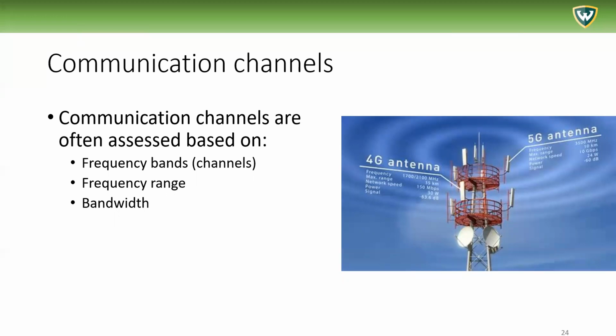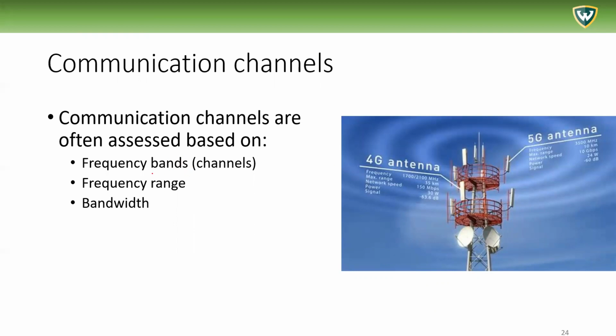The frequency range and the bandwidth, which is the carrying capacity. And there's an image here I was able to find on the internet explaining some of the difference between the 4G antenna and the 5G antenna. It has some of this information here that you see: the frequency that 4G operates at versus the frequency that 5G operates at. So frequency, well, this would be the frequency range, but the bands are kind of similar.